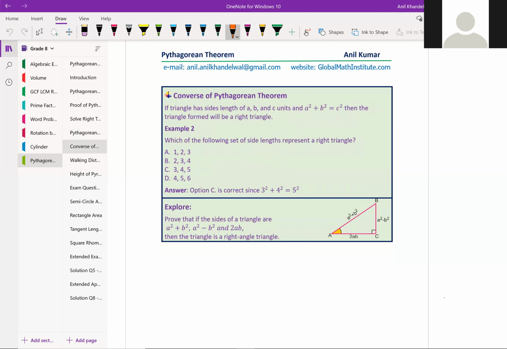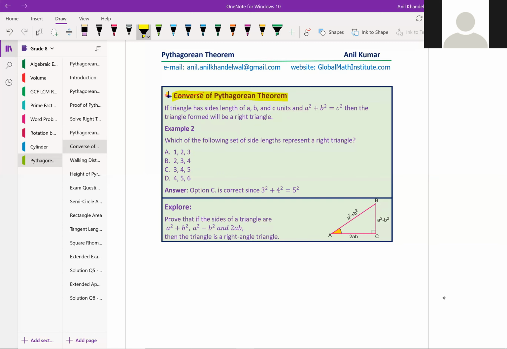Now what we are saying here is the converse of the Pythagorean theorem. Can you please read what is the converse of the Pythagorean theorem? If a triangle has side lengths of a, b, and c units, and a squared plus b squared is equal to c squared, then the triangle formed will be a right triangle. Perfect. It makes sense to you, right? That is so true. So the reverse is also true.